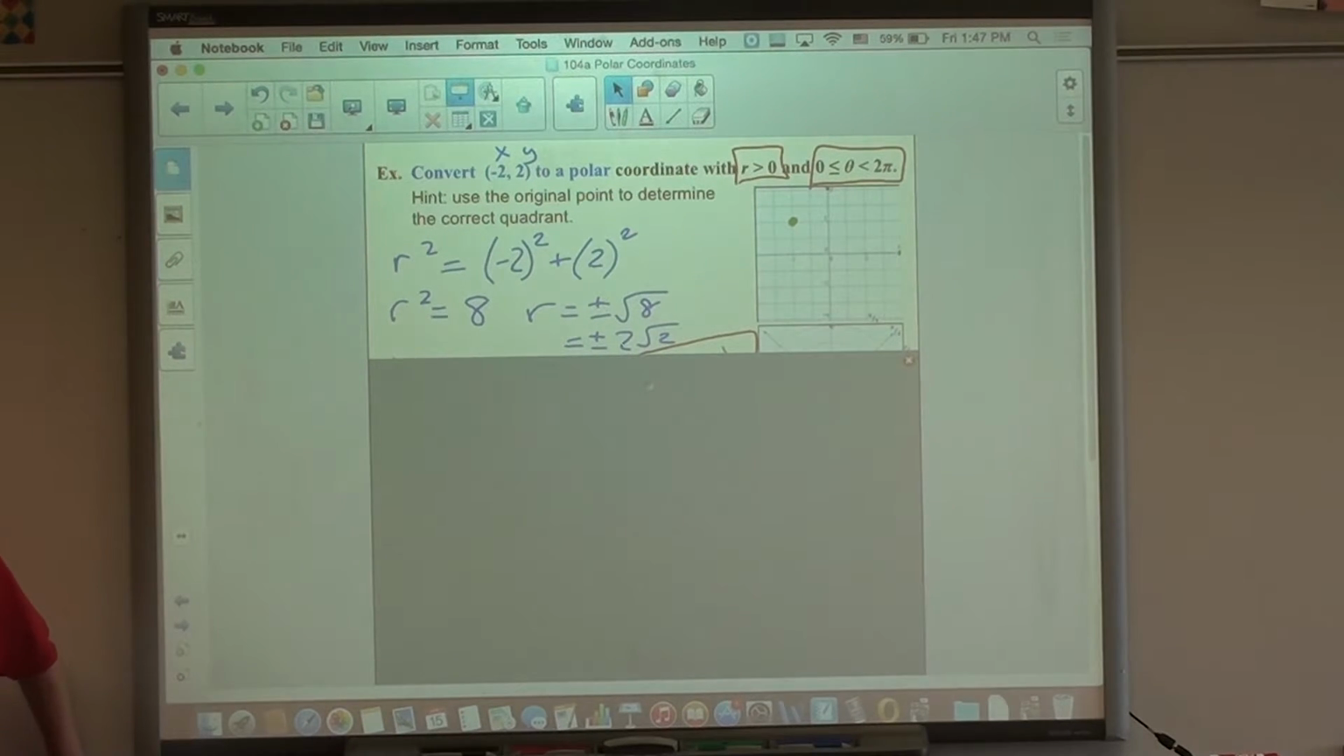Okay, so when you solve for r, you get plus or minus 2 root 2, right? Okay, good. Now we need to find theta. How does theta relate to x and y? Tan theta is y over x, right? Yes, we're going to get into that in just a second. Okay, so your tan theta is y over x. So go ahead and see if you can find theta.